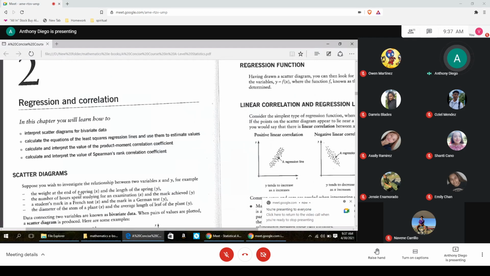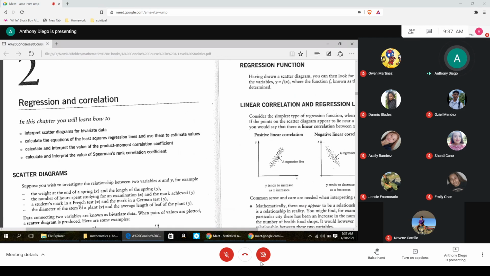So we have the number of hours spent studying for an examination X, and the mark achieved Y. These two have a correlation together because the person spent time studying, so you can see how well he or she will perform on the exam.